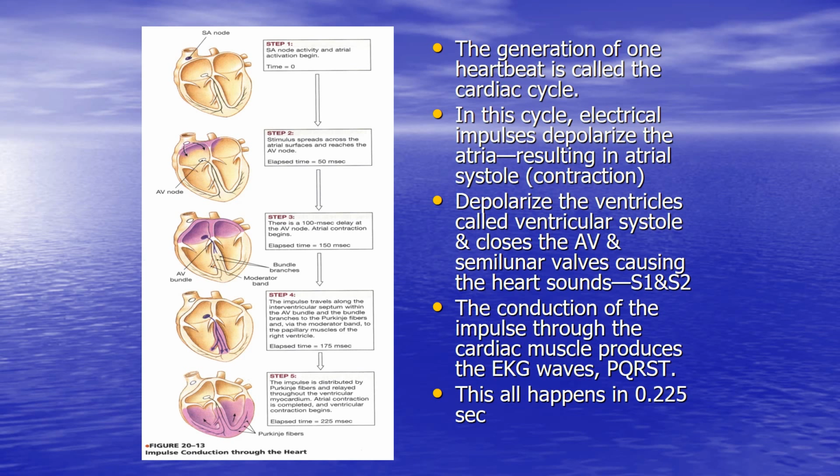So if we're still sticking with the government analogy, we can say that the SA node is the president, the AV node is the vice president, and the bundle of His is kind of like the Speaker of the House.